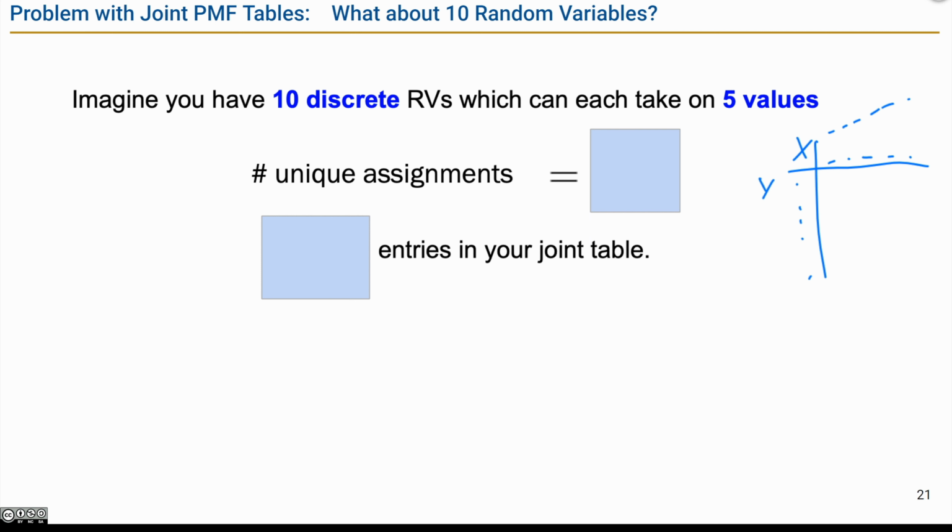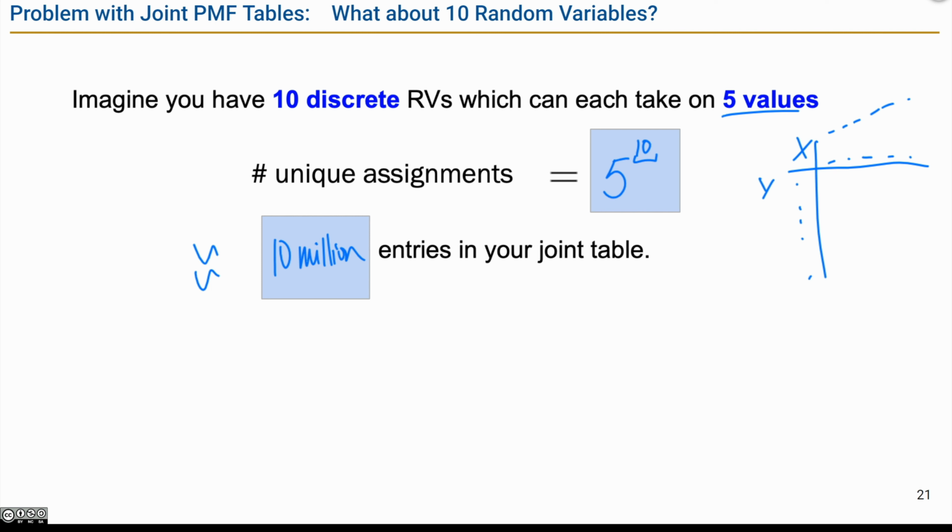I'm no longer going to be able to draw this in 3D. But what I want you to realize is that just like when I had 2 random variables of 5 values each, I had 5 squared. If I have 3, I have 5 cubed. If I have 4, I have 5 to the 4th. And so this is going to be 5 to the 10th unique assignments that I would need, which ends up being approximately 10 million entries in your table. Okay, so this becomes quickly intractable from a logistical standpoint.